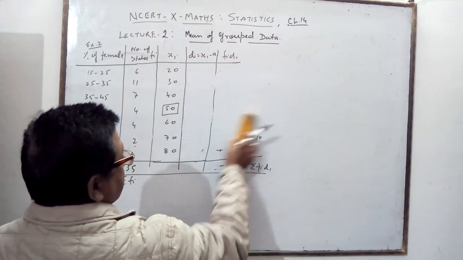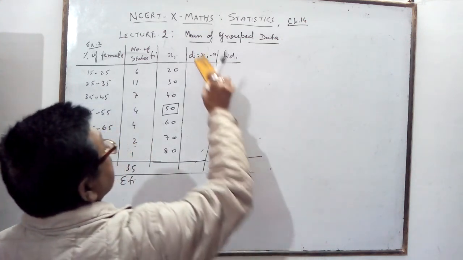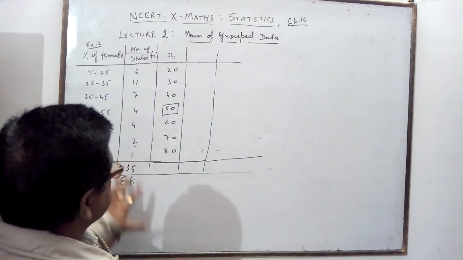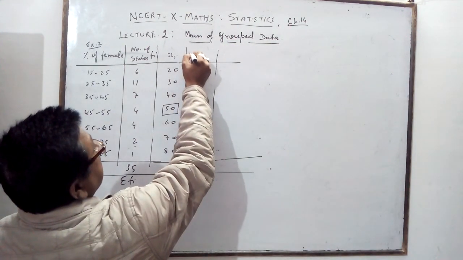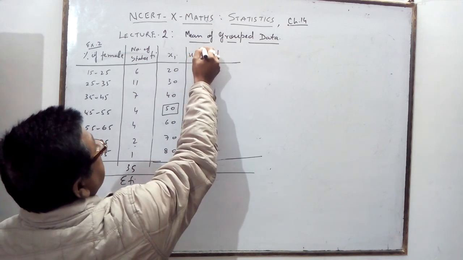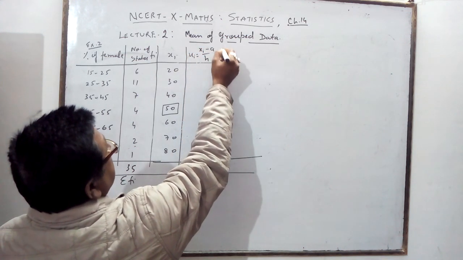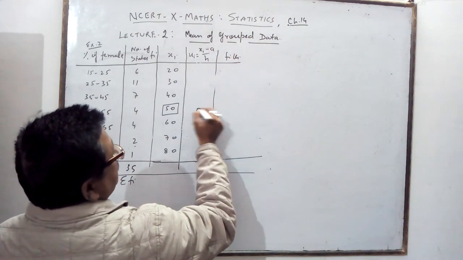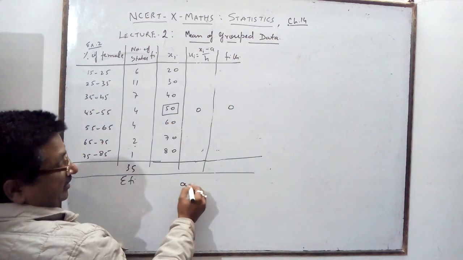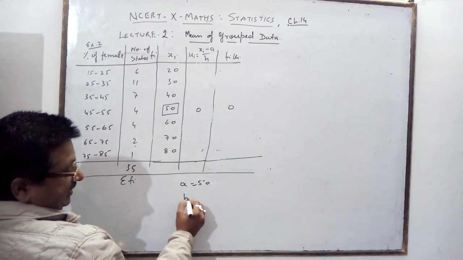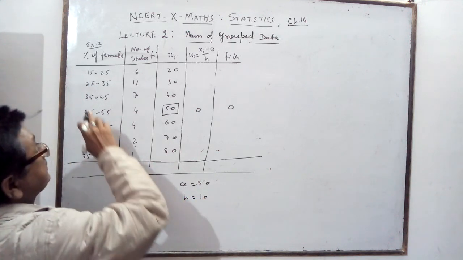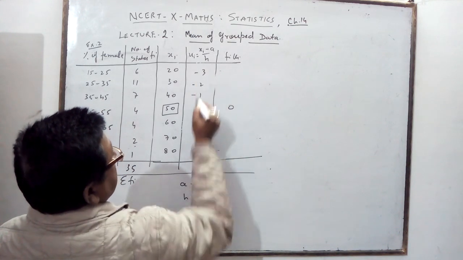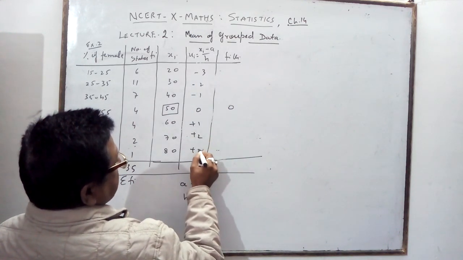What will you change? Only the formulas will be changed. Other things are the same, this calculation. Here you write u_i is equal to (x_i minus a) upon h, and here you will write f_i u_i. In both the lines you had assumed a is equal to 50, h is equal to 10, the class size. And then minus 1, minus 2, minus 3, plus 1, plus 2, plus 3.